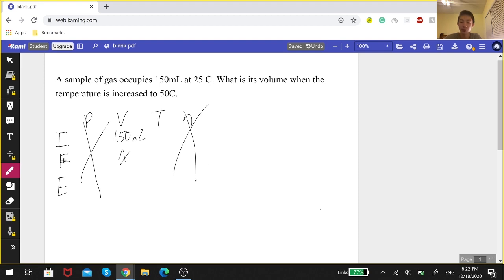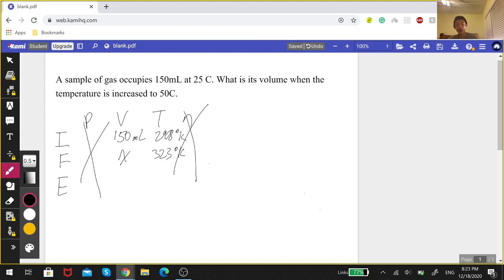But if we look at temperature, it tells us we go from 25 to 50. But when working with these charts, you want to use everything in Kelvin. So 25 plus 273 is 298. And 50 plus 273 is 323. So now this tells us that we go from 298 to 323. That means an increase in temperature.